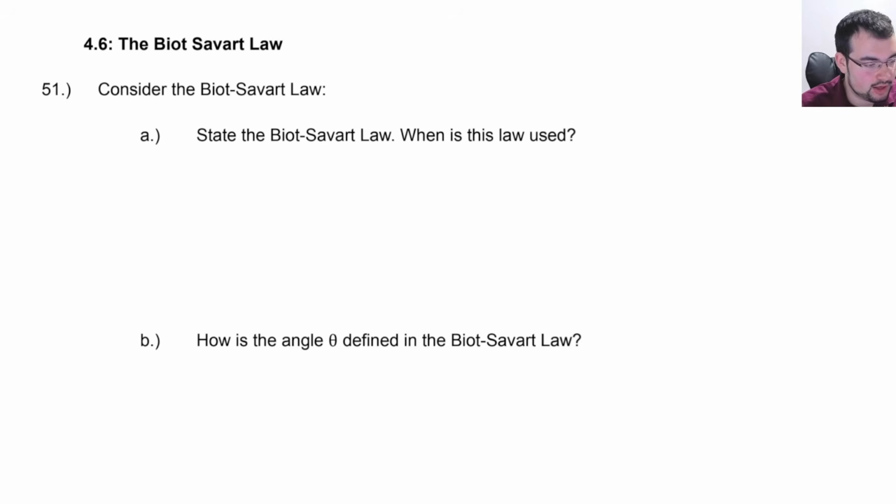Now we have Biot-Savart, which will not show up. Please memorize this loop formula and then you never have to do Biot-Savart. I can't guarantee that, but I could pretty much guarantee that. Biot-Savart is not going to be an important part of the test.